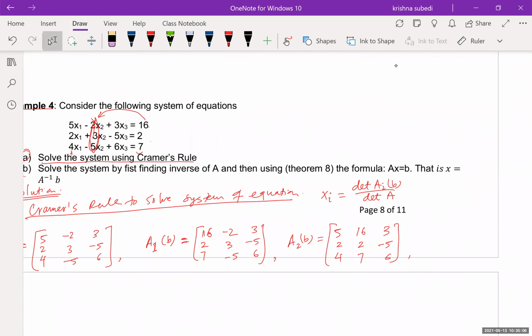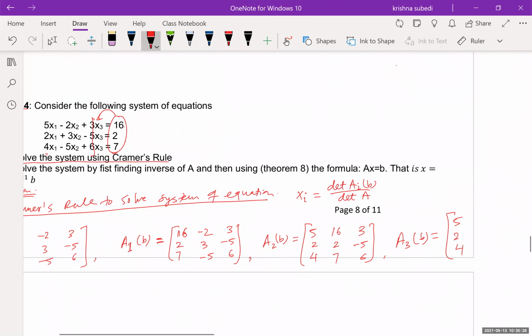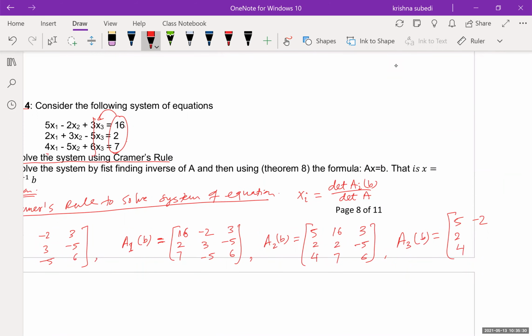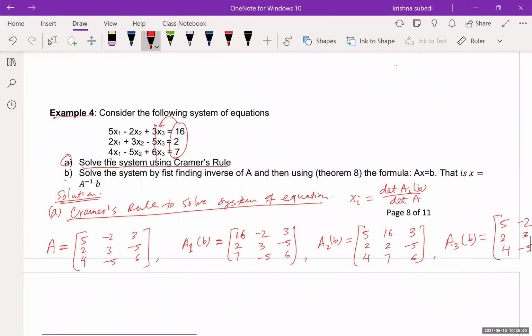Now let's find A sub 3B. This means you replace the third column by the constant. So this is your third column, and you replace that by this. Copy the first column as it is, which is 5, 2, 4. Then the second one is -2, 3, -5. The third one is 16, 2, and 7. Any questions so far?